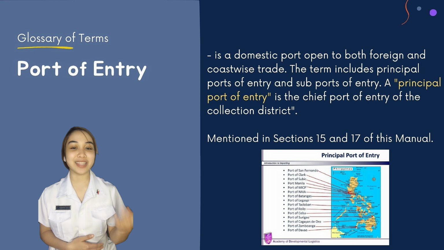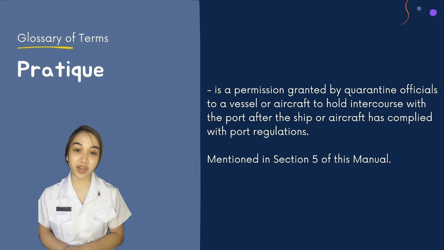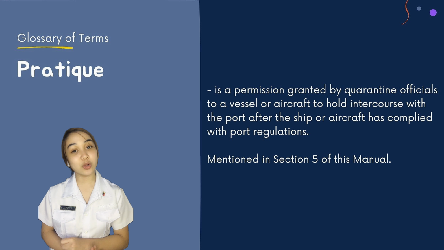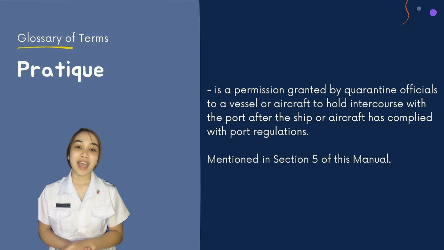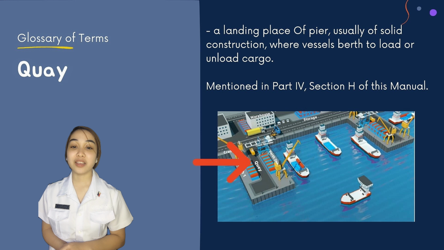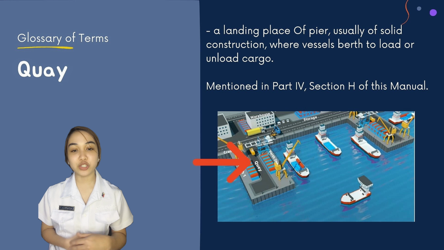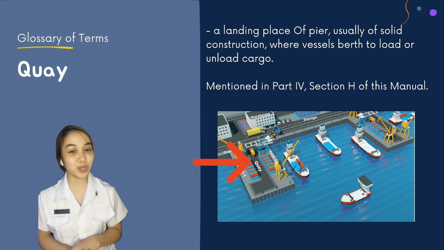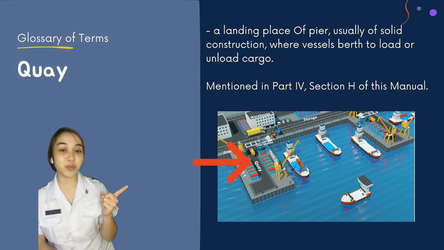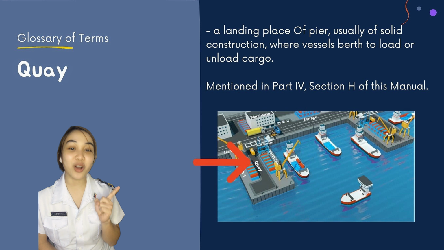And next is the Pratique. It is a permission granted by the quarantine official, and this is also the certificate issued by them. And next is the quay. Quay is the landing place or pier, usually of solid construction, where the vessels berth to load or unload cargo. The pointed arrow is the quay of the pier.